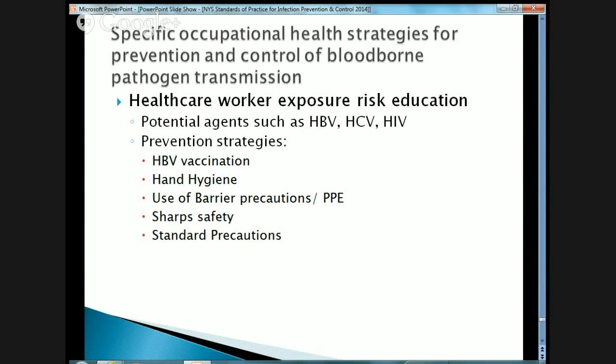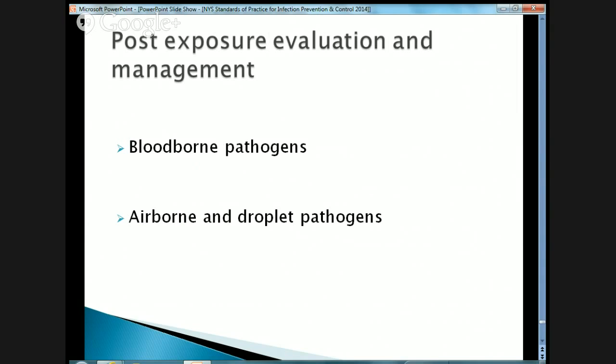The risk for employees is definitely hepatitis B, C, and HIV. We do offer here the hepatitis B vaccine. We do emphasize hand washing. We have various precautions on each unit, safe boxes for sharps, and we do follow standard precautions.